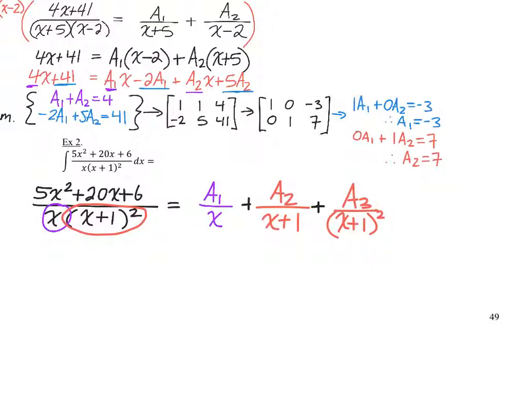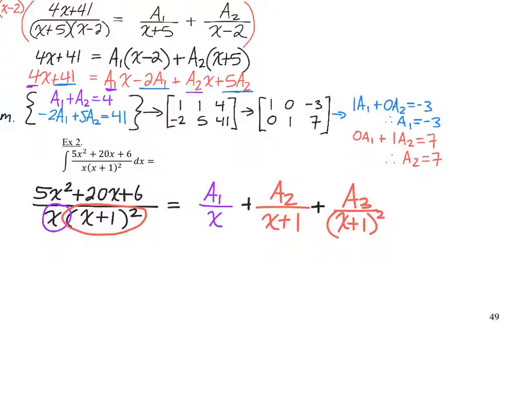Can you explain where A1 over x is coming from? A1 over x is coming from the fact that this is its own unique linear factor, just like x plus 5. Just think of this as like x plus 0. If it were over here, it would be its own factor with its own numerator.